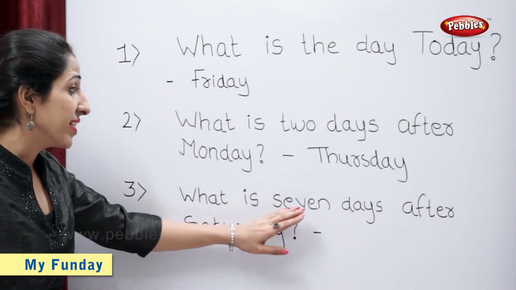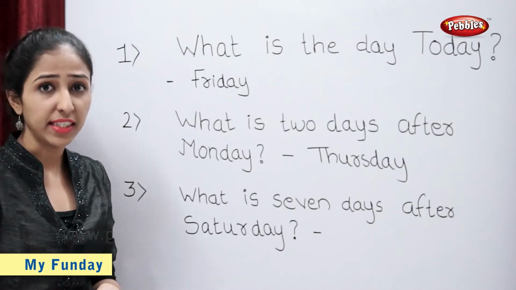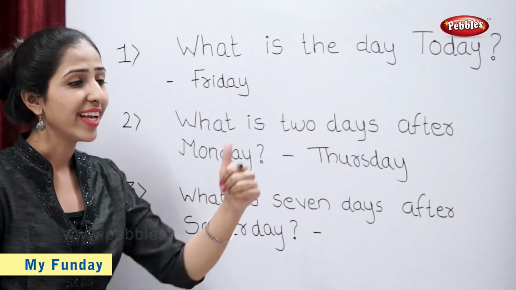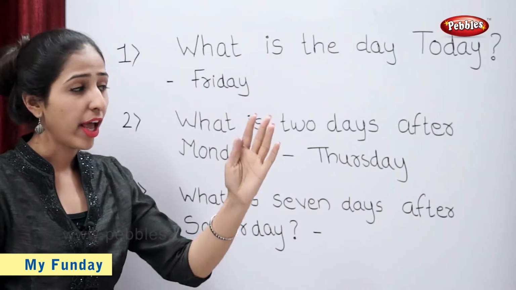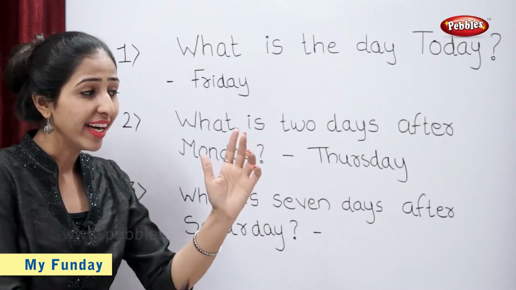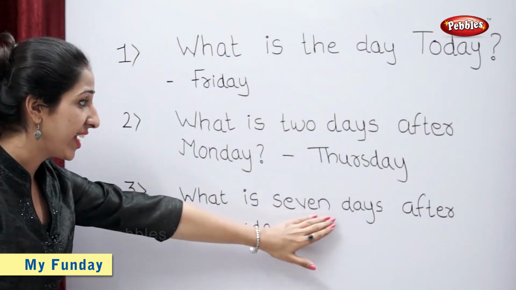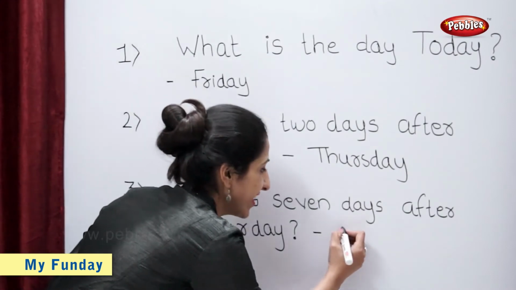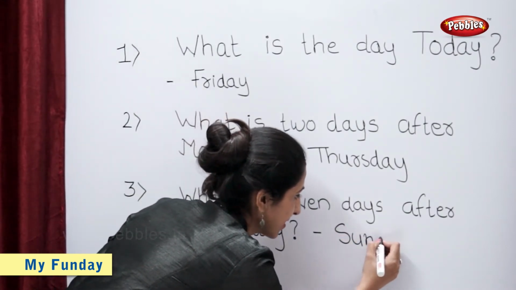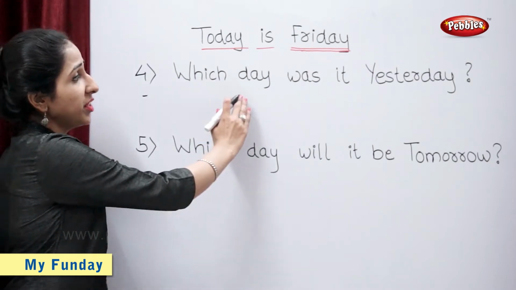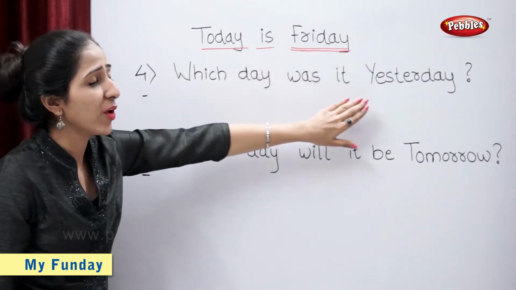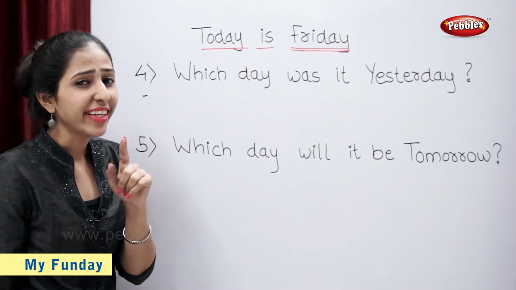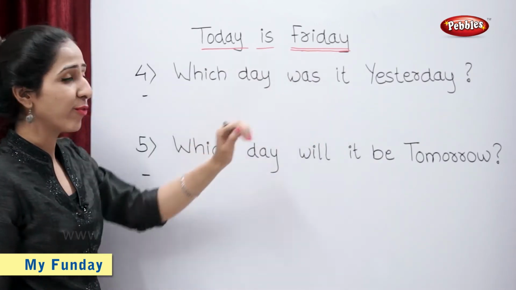Tell me, what is 7 days after Saturday? 7 days after Saturday. So, Sunday, Monday, Tuesday, Wednesday, Thursday, Friday, Saturday, and Sunday. So, 7 days after Saturday is Sunday. So tell me, which day was it yesterday? Today is Friday. So which day was it yesterday? Think and say, correct. Yesterday was Thursday.